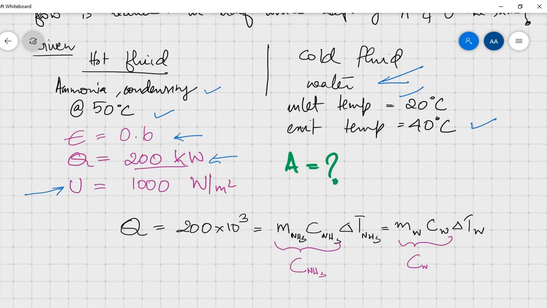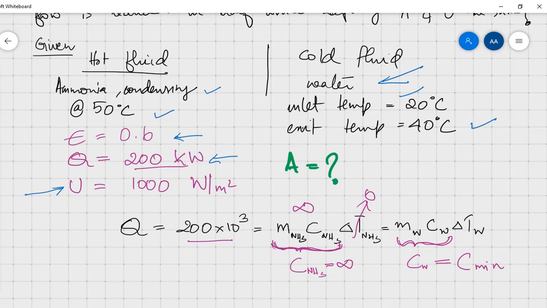It is also equivalent to the mass flow rate times specific heat of water times the delta T for water. Now this product of m times the specific heat is what we have called the heat capacity rate, capital C. So this will be the capital C for ammonia and this will be capital C for water. Ammonia is condensing, which means delta T is going to be 0, because for a phase change process the change in temperature is 0. If you have to equate this, it should have an infinite value. Therefore, C of ammonia is going to be infinity, while the heat capacity rate of water is going to be C minimum.